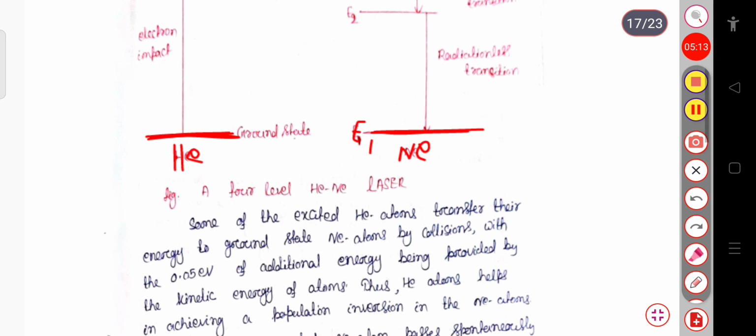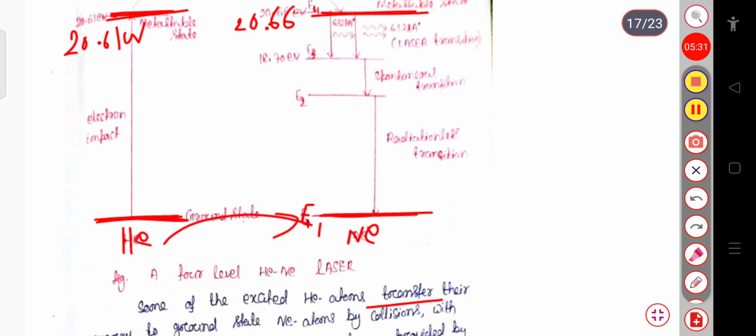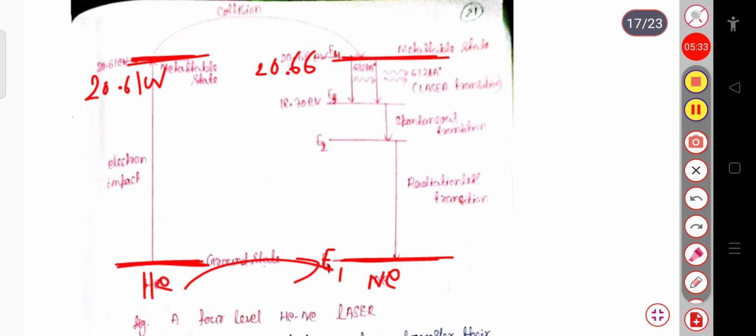So what will happen? Some of the excited helium atoms will transfer their energy to the ground state neon atom. The helium atom transfers its energy to the ground state neon atom by collision, with 0.05 electron volt of additional energy. So you can see here the amount of energy after the excitation because of their collision.